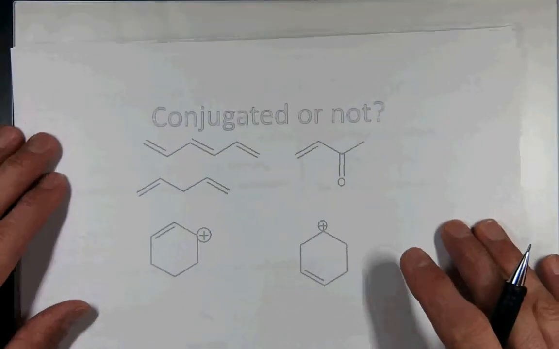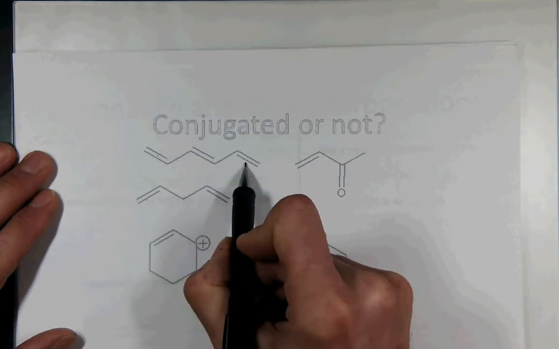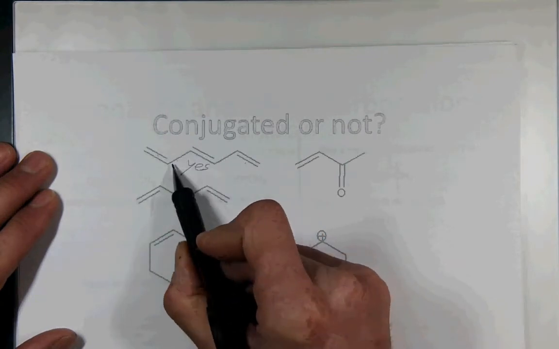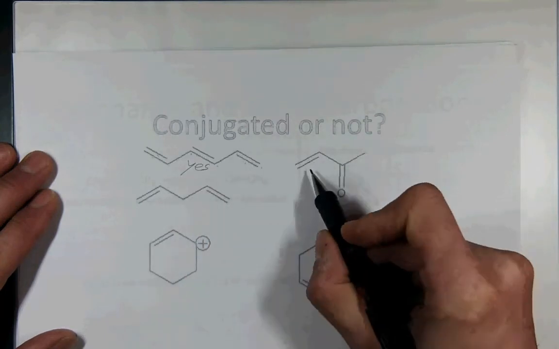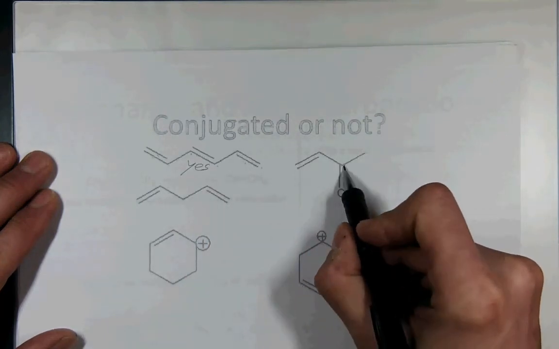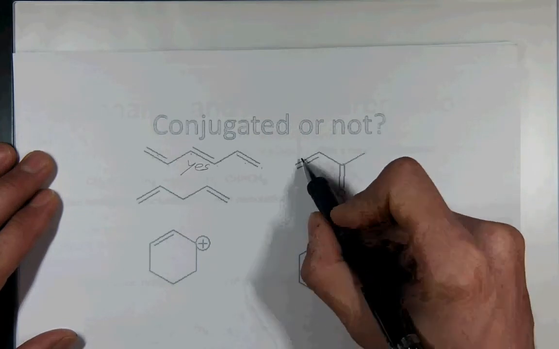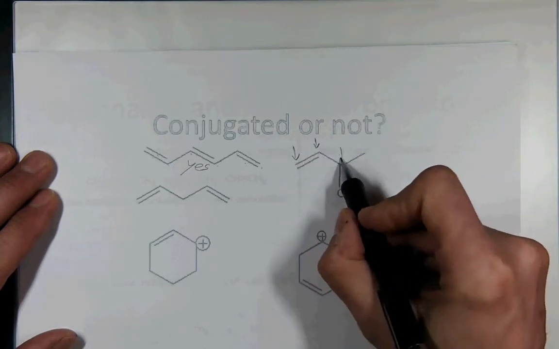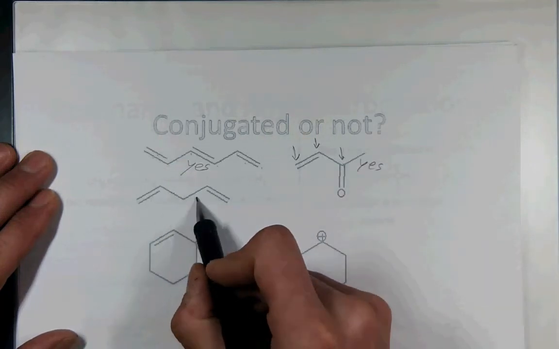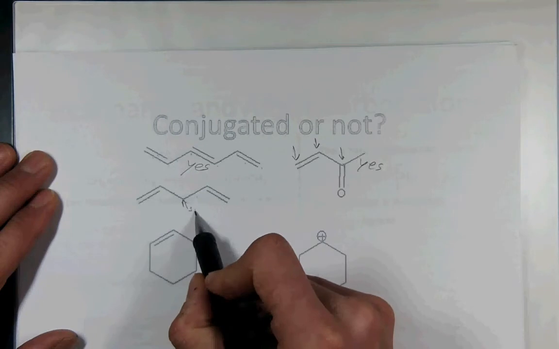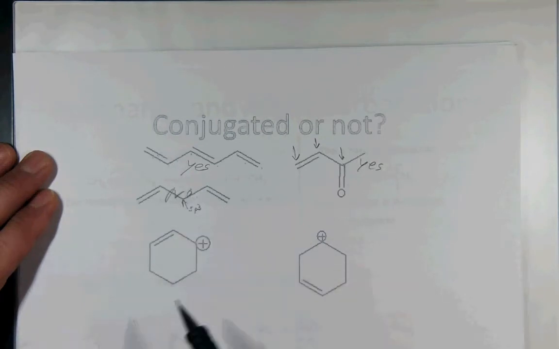More practice. Is this conjugated or not? Well, let's see. Double bond, single bond, double bond, single bond, double bond. Yes. sp2, sp2, sp2, sp2, sp2, sp2. Is this sp2, sp2? Yeah, this is. Now it doesn't have to be a carbon. These are all sp2 hybridized carbons. So, yes. Double bond, single, single. No, this guy's sp3 hybridized. So, no.